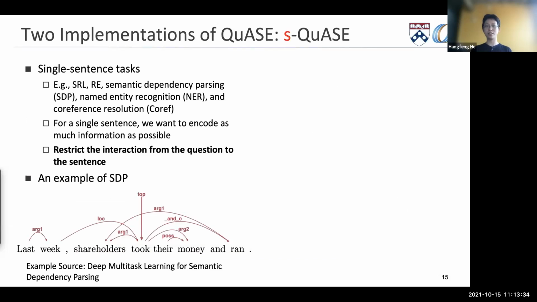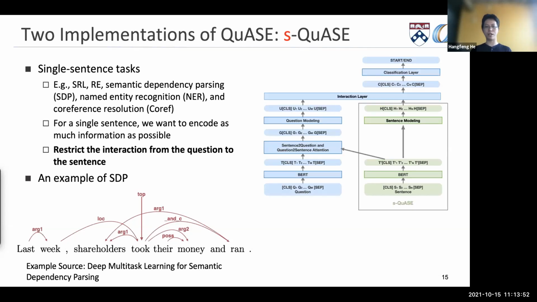The first one is SQuiz for single sentence tasks, such as semantic labeling. For every sentence, we will try to include as much information as possible. For instance, in semantic dependency parsing, we will try to know the semantic relations in the sentence. In this way, we will extract the interaction from the question to the sentence.